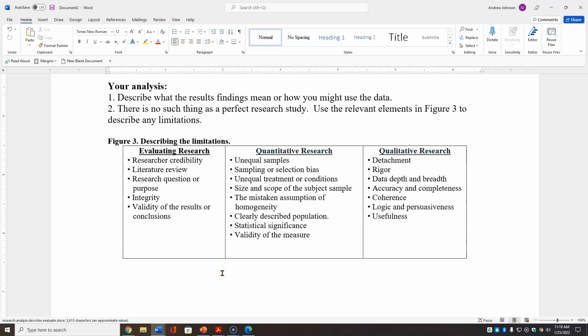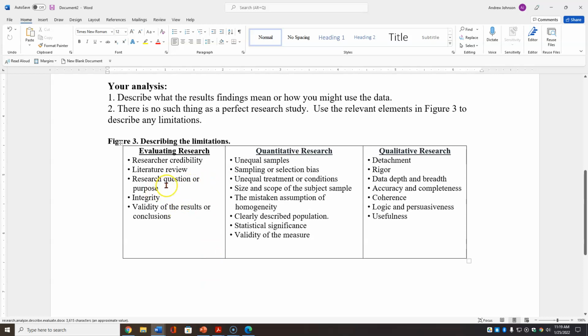The literature review. Is the study set in a sound theoretical context? And again, you get a sense of that. You can get a sense of the researcher's credibility as well by reading that literature review. Having background knowledge, you go, well, no, wait a minute, they're leaving out significant information here. Research question or purpose. Is it clearly described? Is the research question valid?